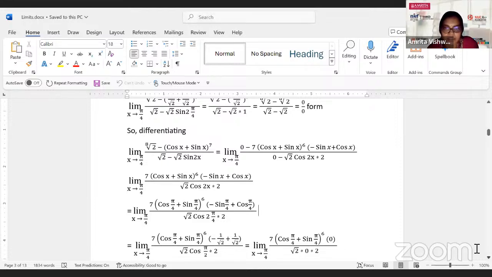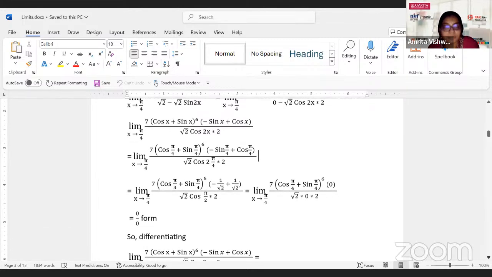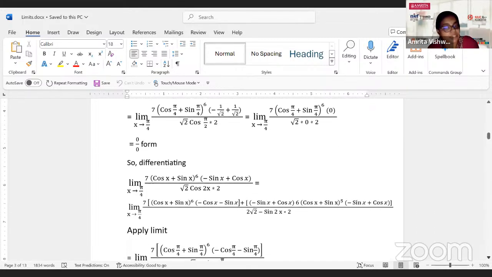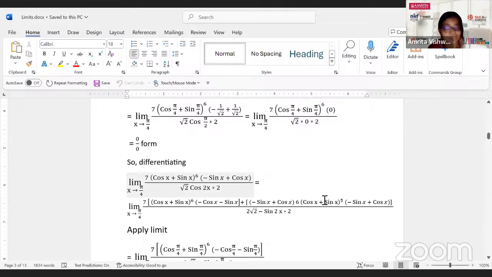So initially I understood it as 0 by 0 form. I have differentiated this thing. Then I have tried it, it comes to 0 by 0 form. Then I have differentiated it. I have applied the limits. You have to be careful with each and every value. Even the sign is something that is very, very important.